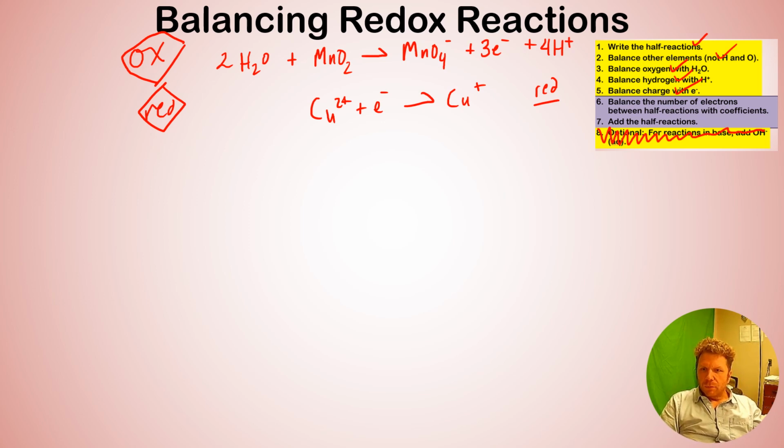Now I need to balance the number of electrons between the half reactions with coefficients. So looking at my oxidation and my reduction half reaction, what I notice is that I've got 3 electrons as products in my oxidation reaction. I've got 1 electron as a reactant in my reduction reaction. So what I need to do is throw a 3 coefficient in front of that electron. But again, I still need to keep this balanced, so I'm going to say 3 times all of this.